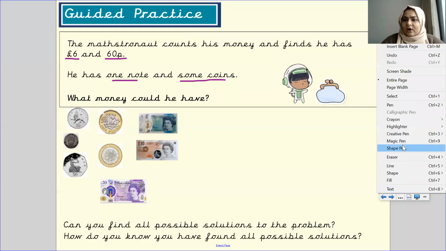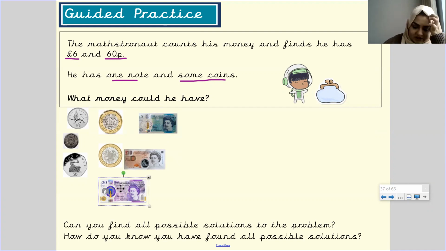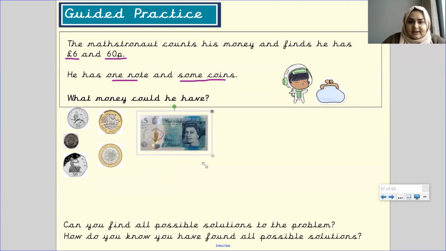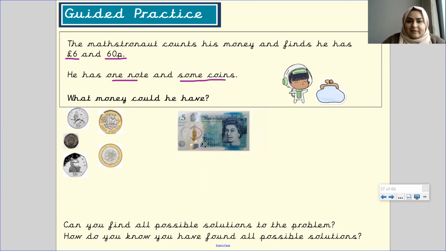Okay, fantastic. Now, because it says he has 1 note, I am going to find the note which is closest to £6. I know it can't be £20 because that's more than what he has. I know it can't be £10 because that is more than what he has. Okay, he only has £6 and 60p. So the closest note to £6 is £5. So he could have £5.